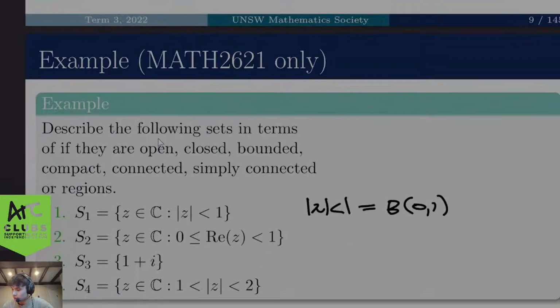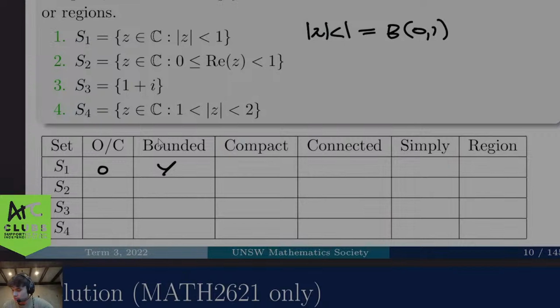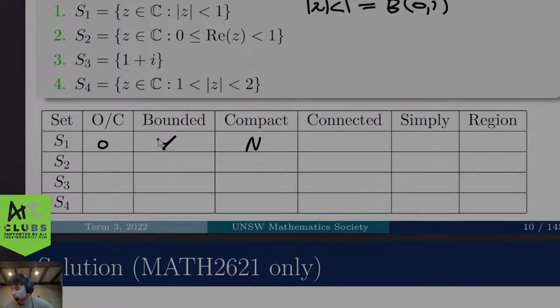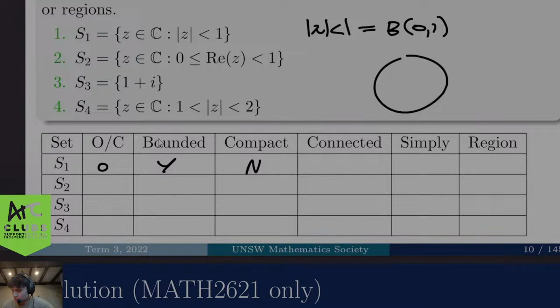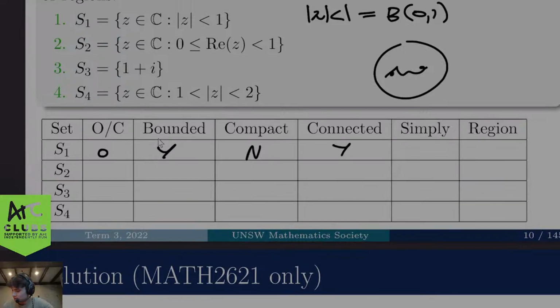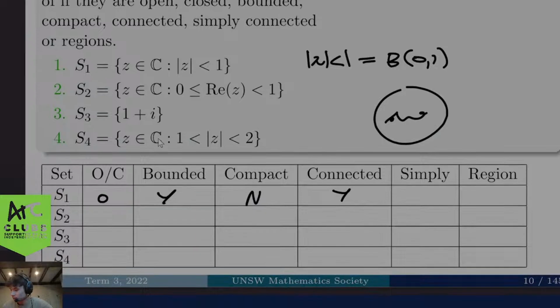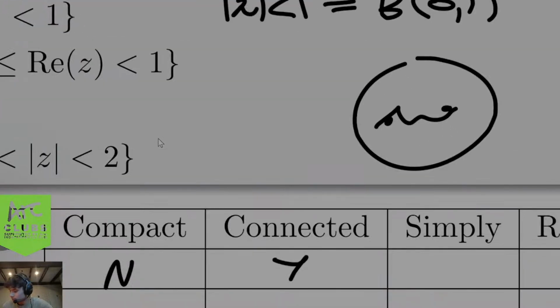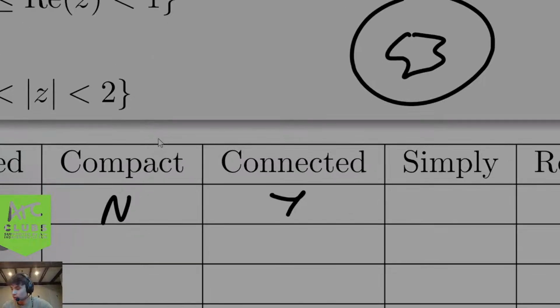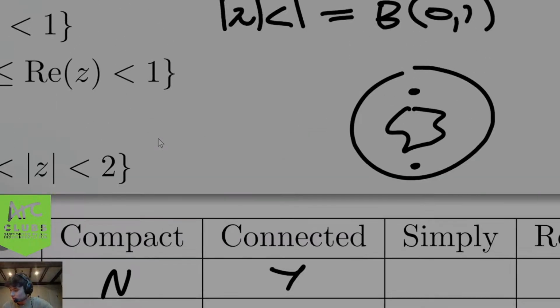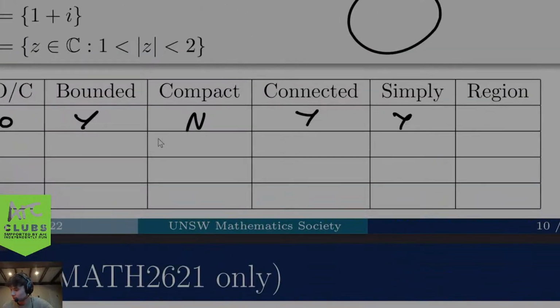Compact. Looking at our compact definition, that was closed and bounded. So if it's not closed, it can't be compact. Connected, if we just look at this circle, clearly it's connected. You can connect any 2 points. Is it simply connected? I think we didn't talk about simply connected yet, but simply connected means that essentially there are no holes within the set. If there was a hole within the set, then you can't really get a direct path between the 2 points. So it is simply connected because there aren't any holes.